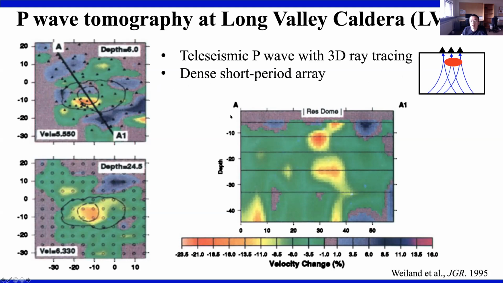If you look at the cross section, you see a relatively more pronounced velocity reservoir in the shallow part, starting from about 8 kilometers to 16 kilometers, potentially with another one. If you look at the velocity reduction, it's actually pretty strong, going to 20%. So at this stage, they can estimate how much melt is there.